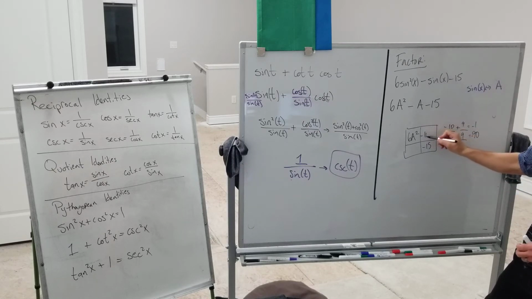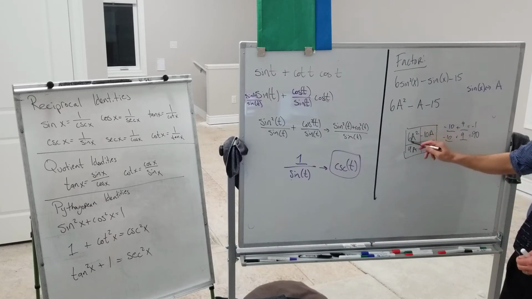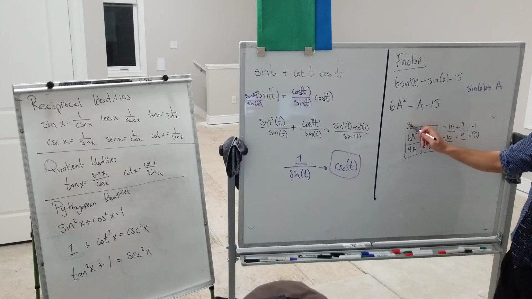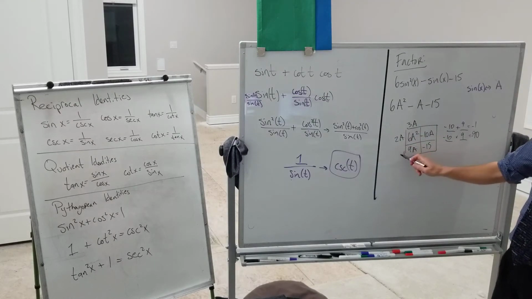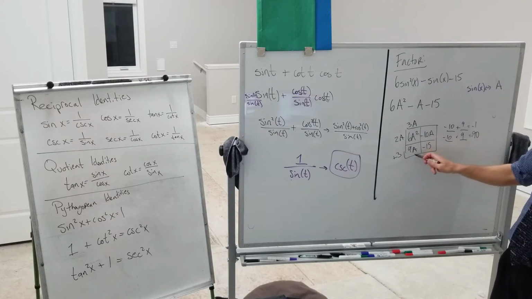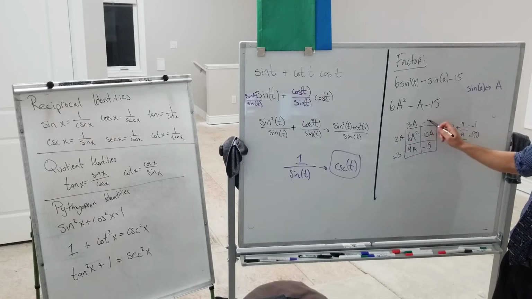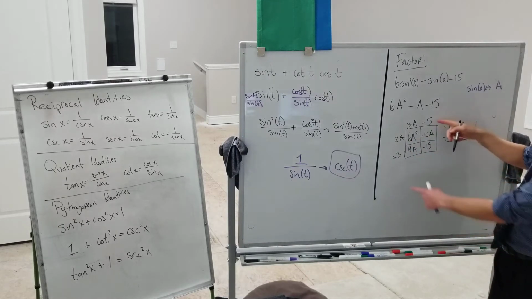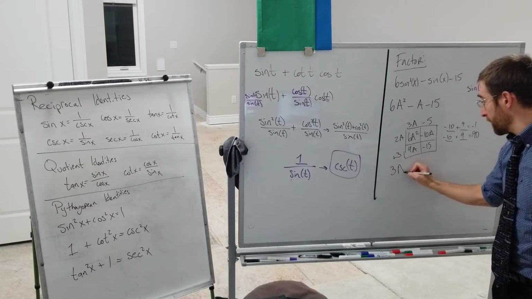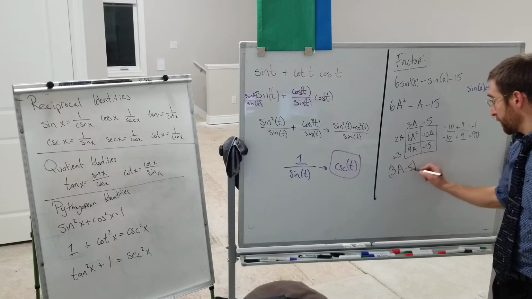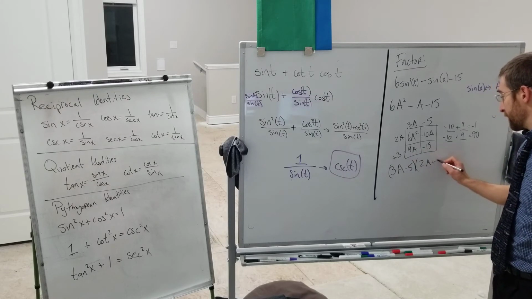Right, so it gives me negative 10a, 9a. Well, so I need to break this down. 3a times 2a gives me 6a squared. 3a times 3 would give me 9a. 2a times negative 5 would give me negative 10a. And hey, look at that, that multiplies to negative 15. So I have 3a minus 5 times 2a plus 3.